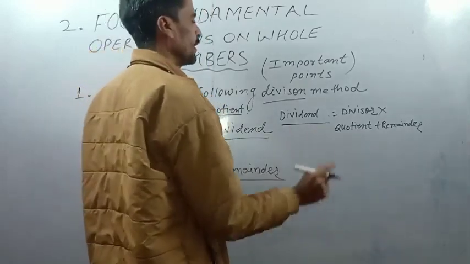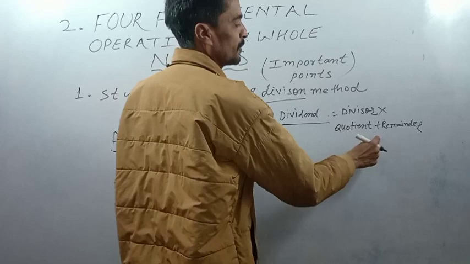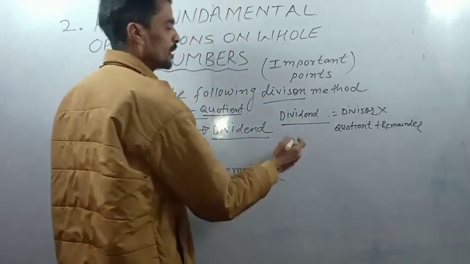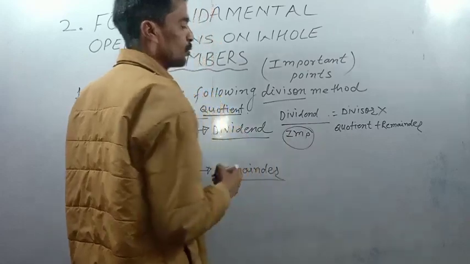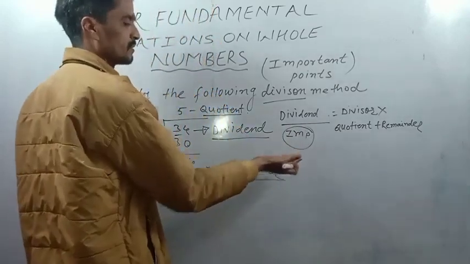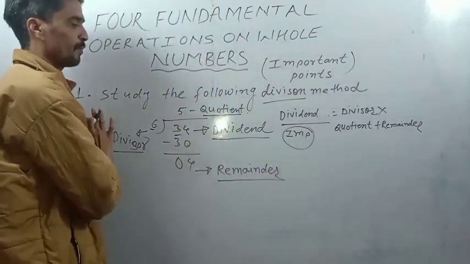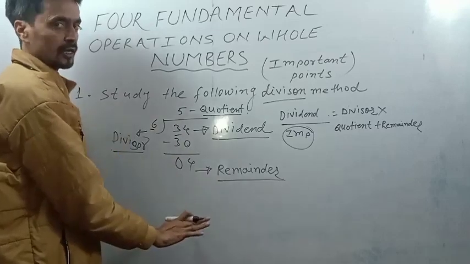What is the formula of dividend? Dividend equals divisor into quotient plus remainder. So it is an important formula, and we always need to take it into consideration. So here we have finished the first point clearly.